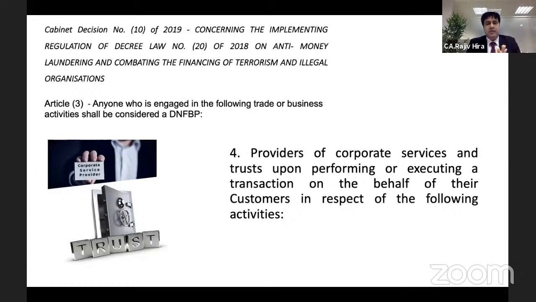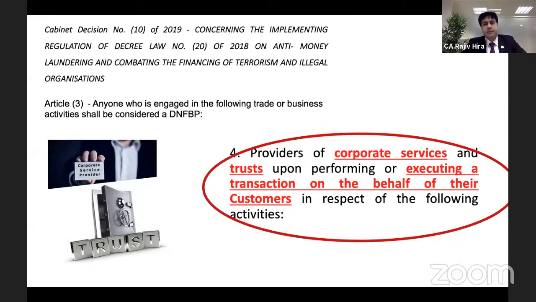And next comes a clear category, the corporate service provider and trust service provider, performing or executing a transaction on behalf of customers in respect of the following activities. Again, there are corporate service licenses issued by various authorities. If you are a CSP, a corporate service provider, or a trustee, or you become a trustee for the funds or the organization, then it also comes under the DNFBP definition. If you look at what we read in the earlier section on lawyers, almost similar points come up for CSPs or trusts also.